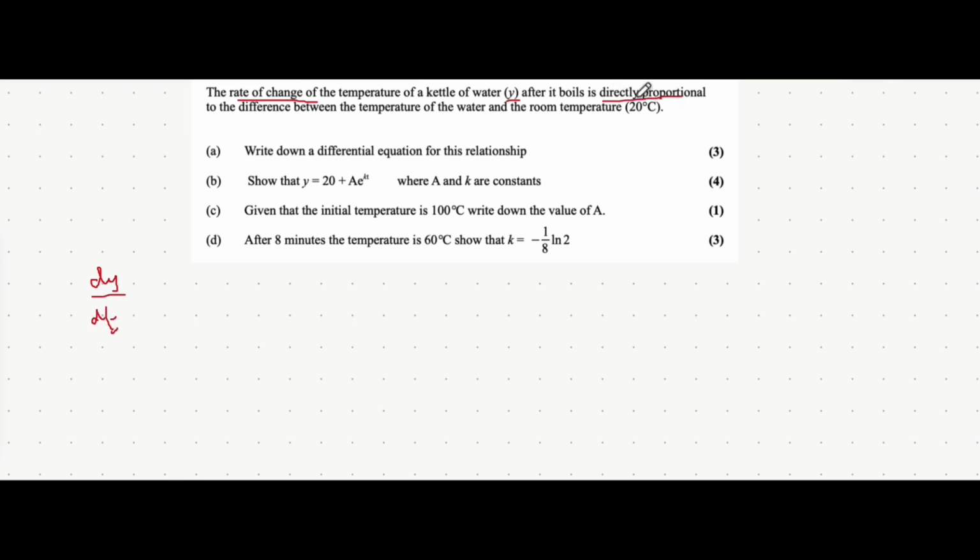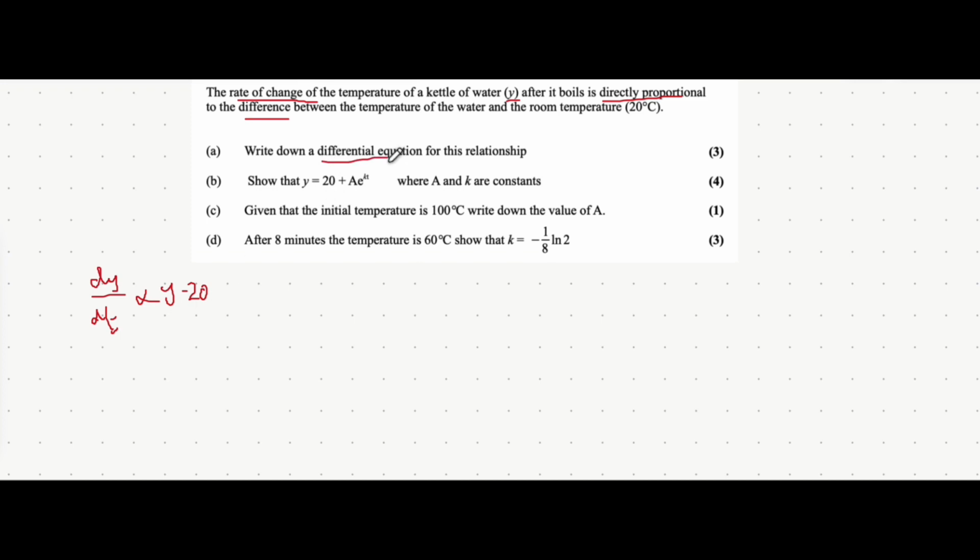It tells you that it's directly proportional to the difference between the temperature of the water in the kettle, which is y, and the room temperature, which is 20. So the difference between y and 20 is, well, y minus 20. And you can pretty much assume that the temperature of the water in the kettle, because it's heating up, will be larger than 20 degrees.